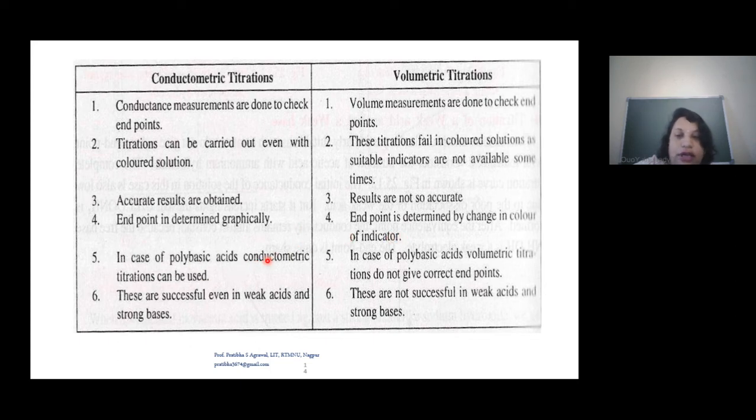When there is a mixture of acids, we can use conductometric titration, but volumetric titration does not give the correct endpoint. When a weak acid is present, it is also successful. So conductometric titrations are considered better than volumetric titration. But the fact is, volumetric titrations are very fast: just take a burette, pipette, add indicator and see the endpoint. Here you have to take lots of precautions, but the endpoint is more accurate.